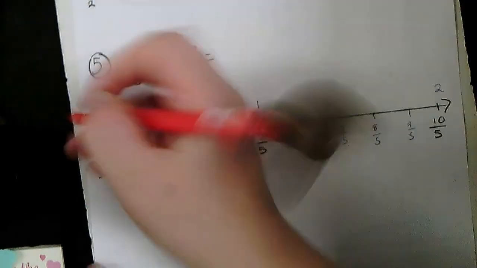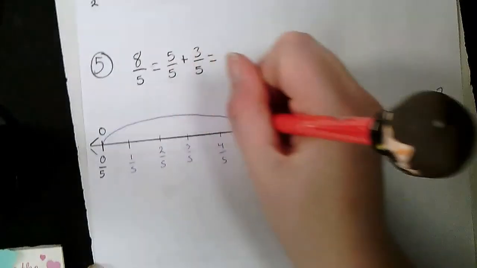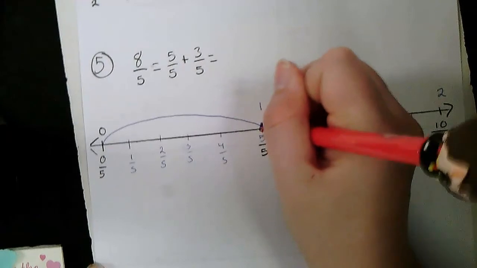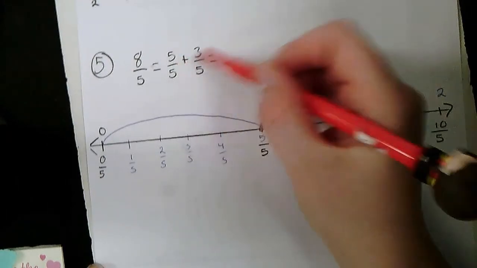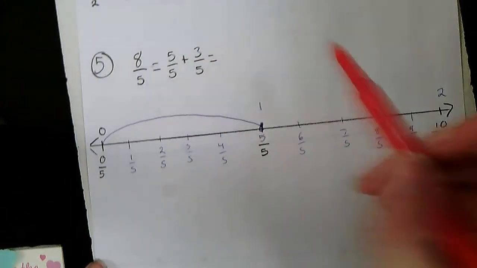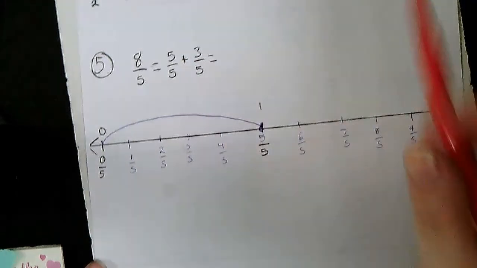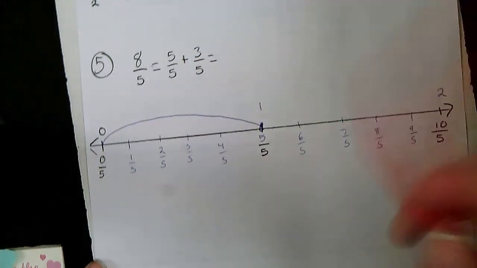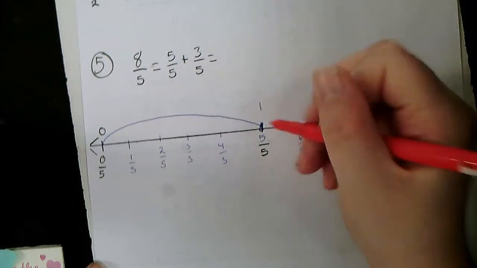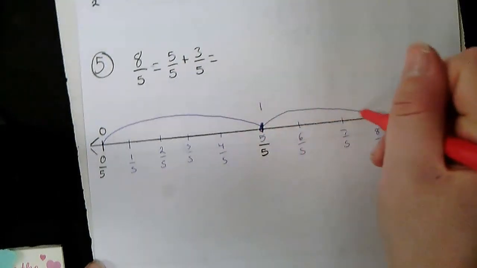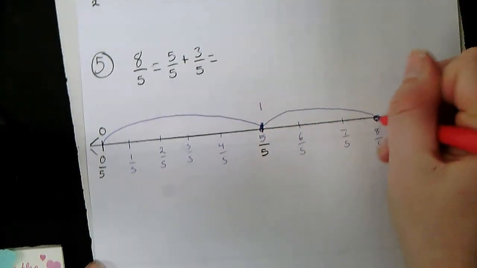So I'm going to start at 0 and then jump ahead to 5/5. So we have 5/5, but I still need to add 3/5. So I know that since my numerator is 3, I need to move ahead 3 spaces. So 1, 2, 3, I should be stopping at 8/5. And that is what my answer is supposed to be.